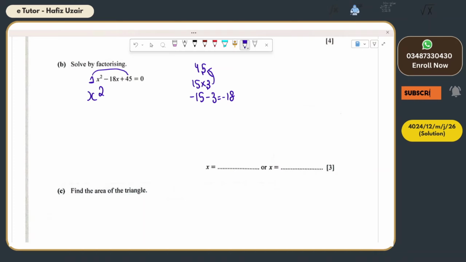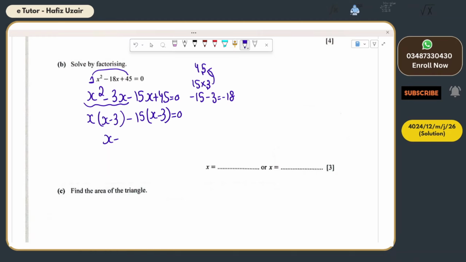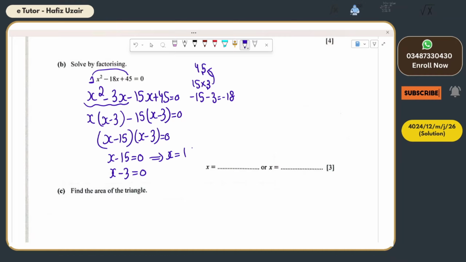So x² − 3x − 15x + 45 will be equal to 0. Now you can take x common from here, so that is x minus 3, and minus 15 is common. So you can write x − 3 is equal to 0. So (x − 15)(x − 3) will be equal to 0. So x − 15 is 0 and x − 3 is 0, and you will get x = 15 and x = 3 from here.